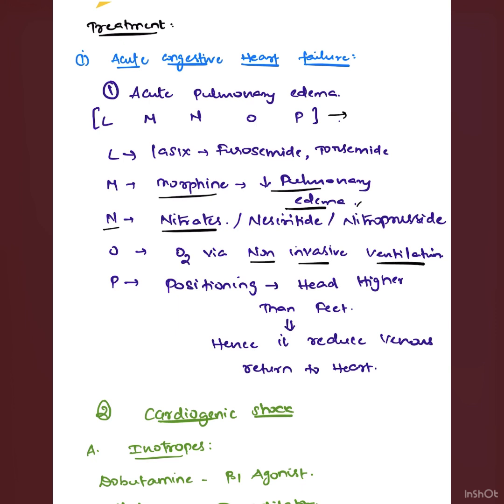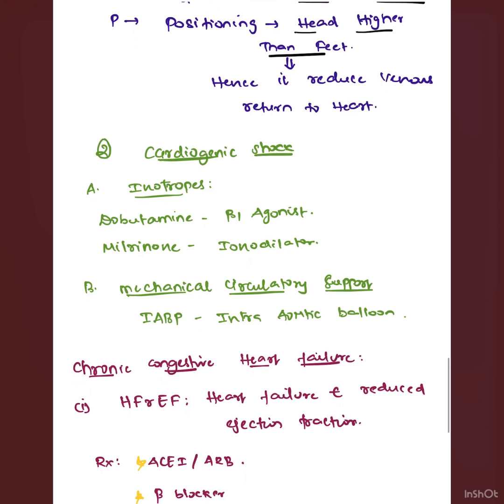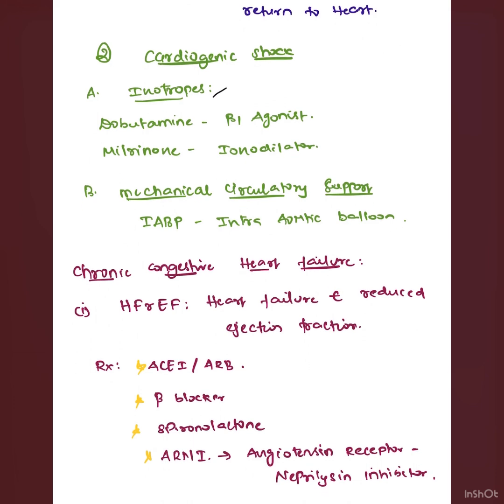P is for positioning. The head should be placed higher than the feet, which reduces the venous return to the heart. Next is cardiogenic shock, where inotropes can be given: dobutamine, a beta-1 agonist, and milrinone, an inodilator. Then mechanical circulatory support, that is the intra-aortic balloon. These are the cardiogenic shock treatments.